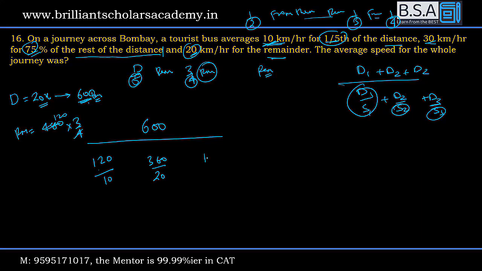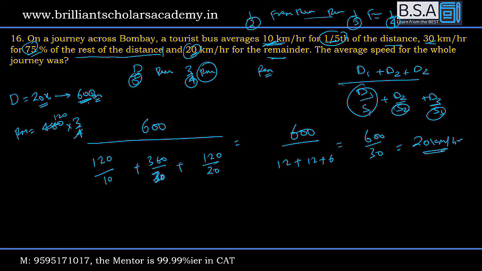What remains now? 120 kilometers further remain. What speed? What average speed? This is 30. This is 30 ka speed for the middle part and 20 ka speed for the ending. ये आपका average speed आ गया. Numerator is 600. Denominator is 12 plus 12 plus 6. So 600 upon 30. So 20 kmph is the average speed.